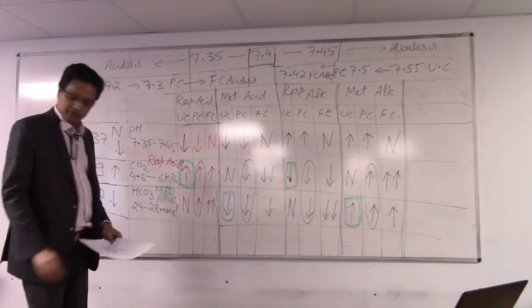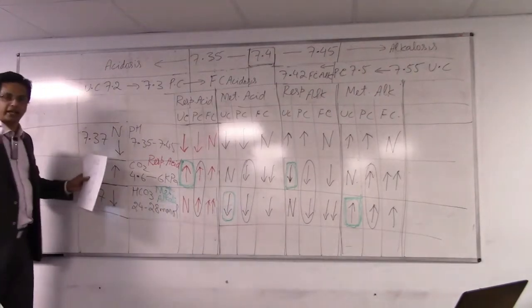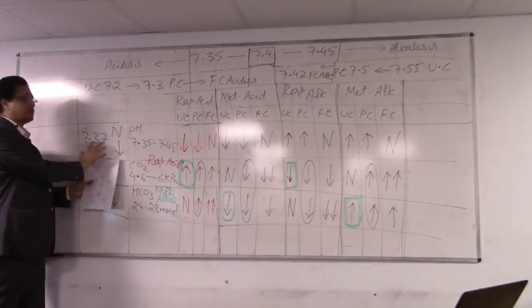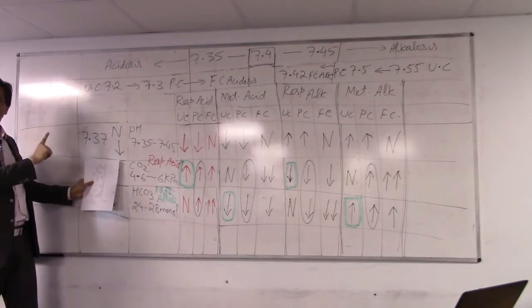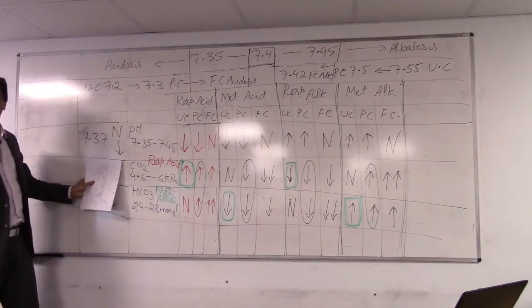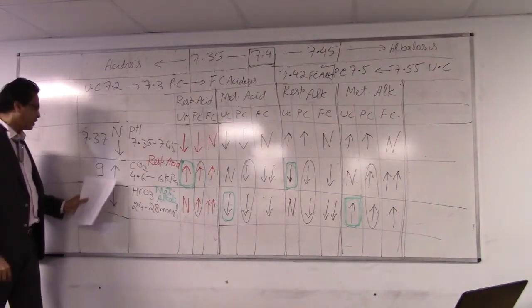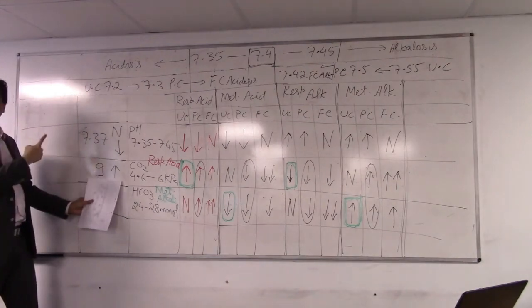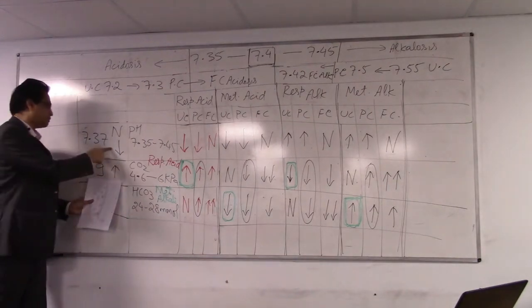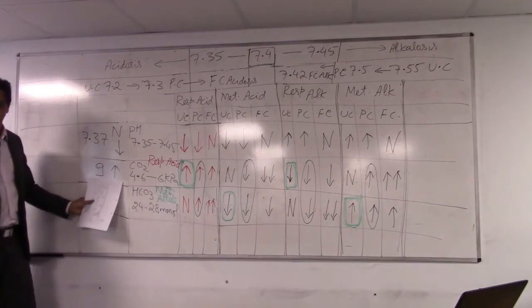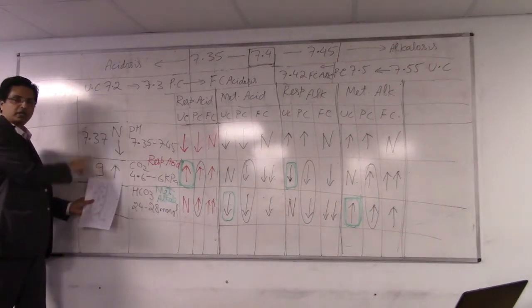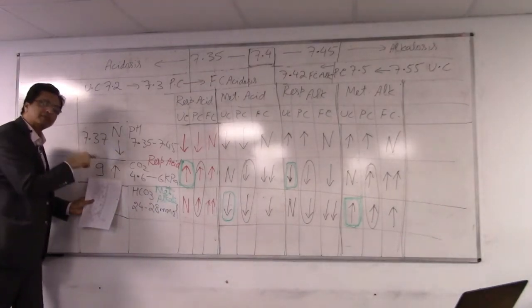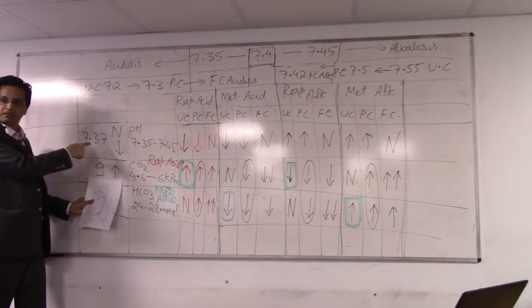look at one thing at a time. If the pH is 7.37, there are two possibilities. Either it's normal or fully compensated acidosis. Can this be fully compensated alkalosis? No. Now, if you look at the carbon dioxide, which is high, these arrows are facing opposite each other. Right? So this is respiratory acidosis. It is fully compensated respiratory acidosis, isn't it? Yes.